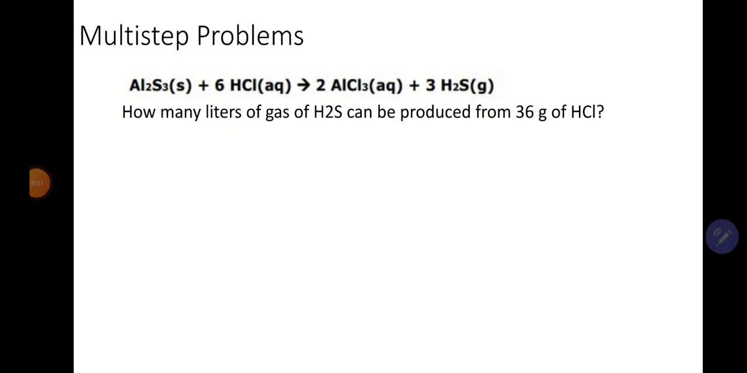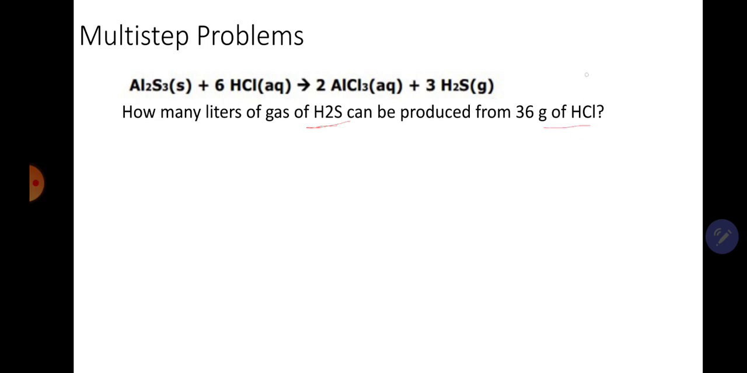All right, we've gone over all the different types of ways that we can do stoichiometry, but now let's see how we can actually apply it by doing multi-step problems and figuring out from starting to ending how much we can predict, how much we need, and that kind of situation. So this says how many liters of gas of H2S can be produced from 36 grams of hydrochloric acid.